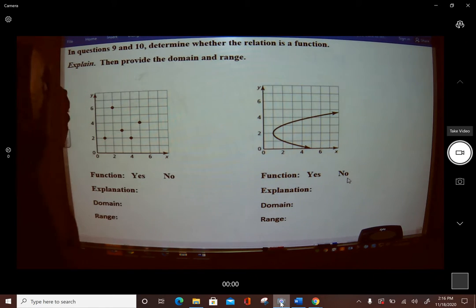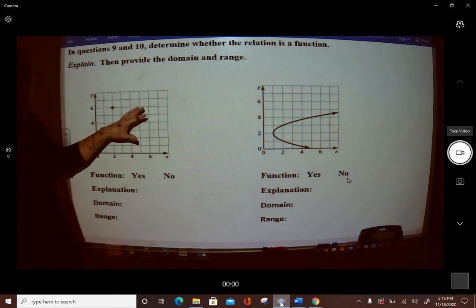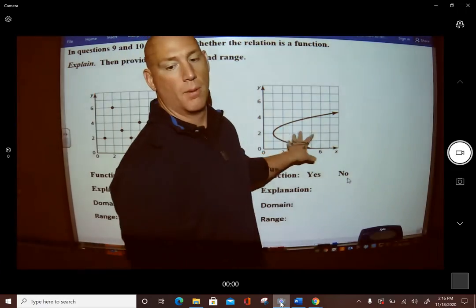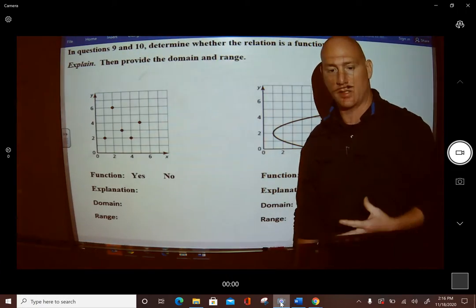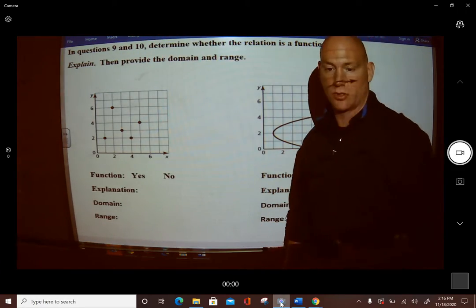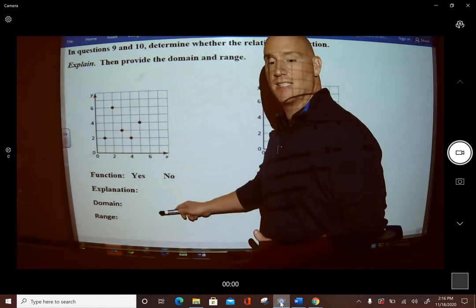Hey guys, so in 9 and 10, we're going to continue talking about whether or not something is a function, but we're going to go a little bit farther and we're going to start talking about the domain and range. So first we're going to look at a discrete graph.